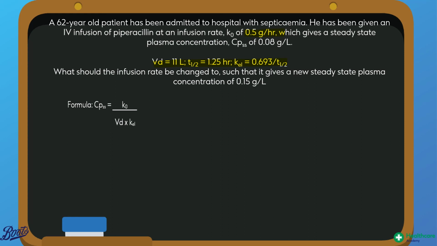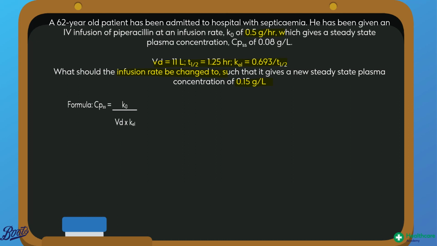However, the steady-state plasma concentration that's been specified in our scenario of 0.08 grams per litre is not going to be used or highlighted in this question, simply because the question has asked us to calculate what the infusion rate needs to be changed to with a new steady state plasma concentration of 0.15 grams per litre. So that's the value that we're going to be using in this scenario.